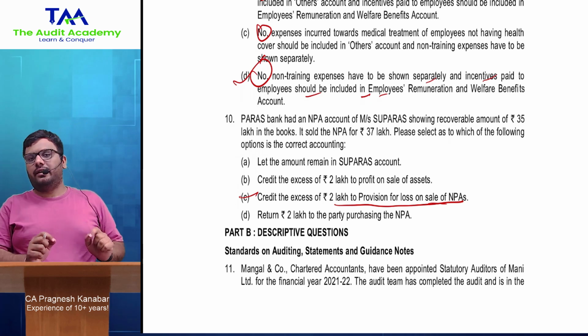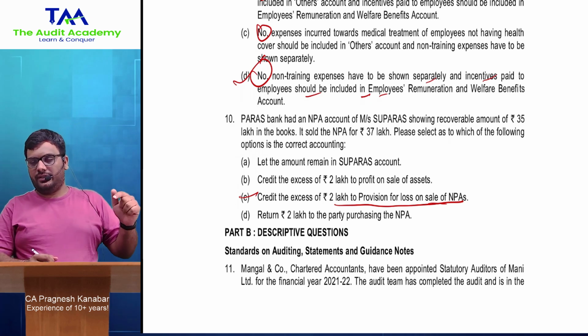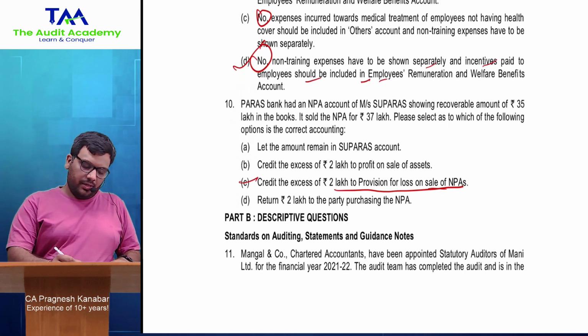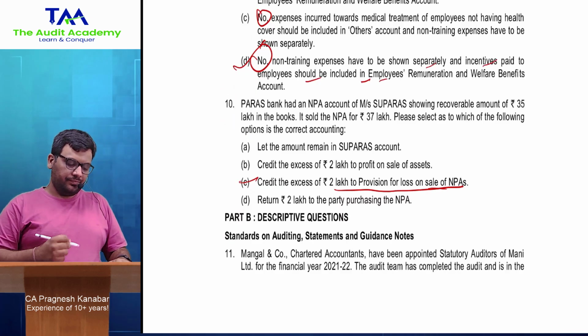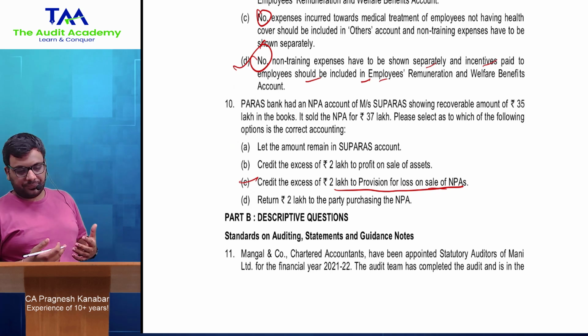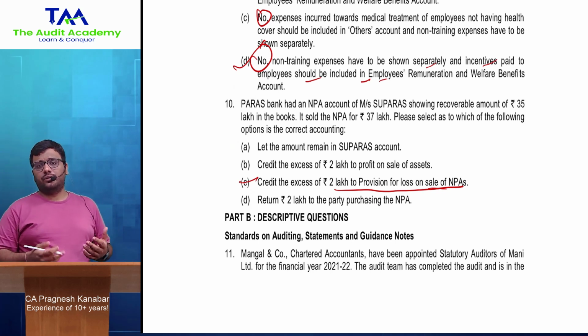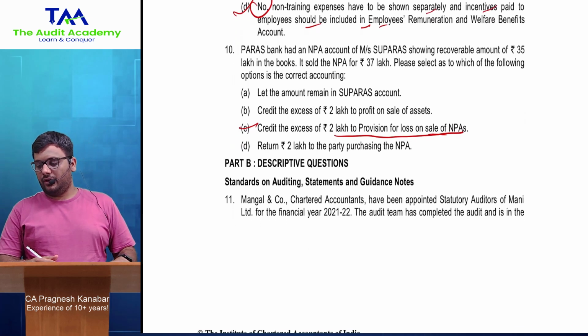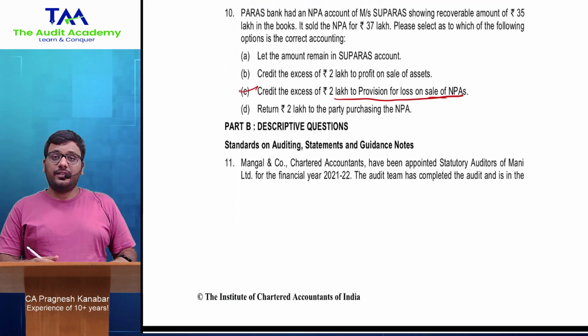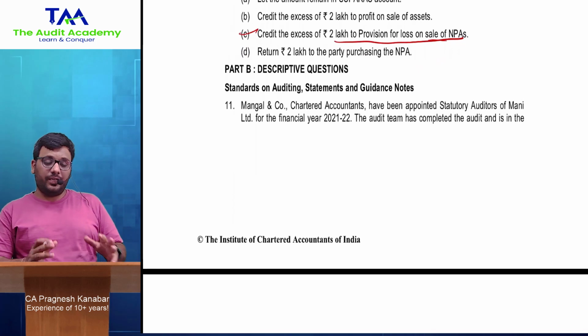So they are saving this to set off future losses on sale of NPA. Alright, this is a very specific point given as per RBI guideline, and I have said this in my discussions also, that in audit of banks this can be important, right? Okay, chalo. Descriptive questions. We'll go to the descriptive questions very quickly.